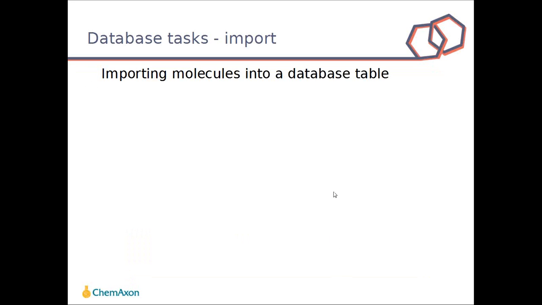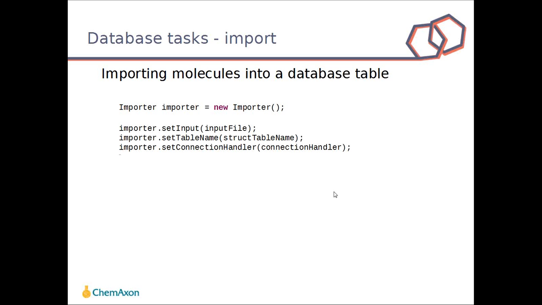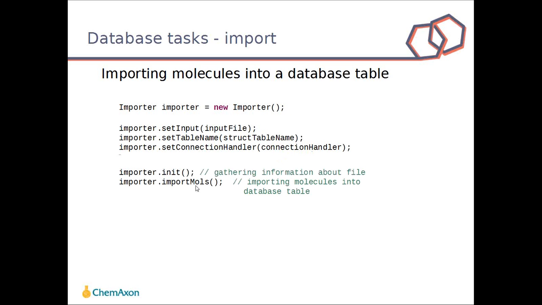Okay. How can we perform this import process using our API? The main class for this is the importer class. For the importer, of course, you have to specify the input file that you would like to import in this table. Of course, we need the structure table and the connection handler. With these three options, you can import the molecules using these functions.